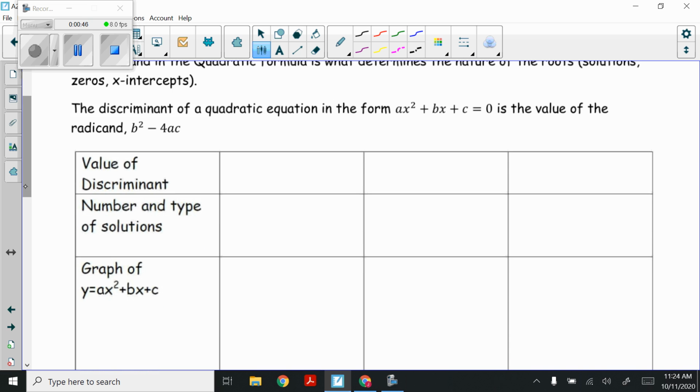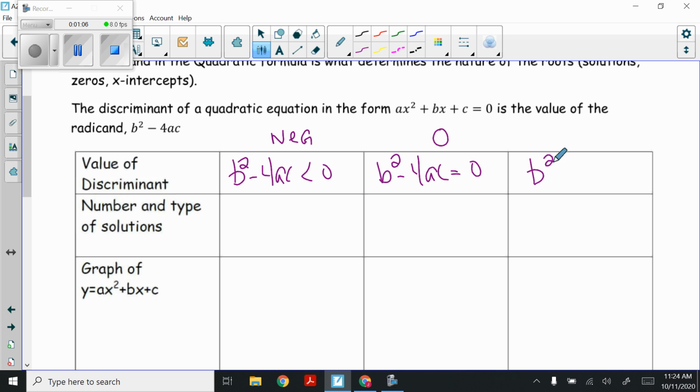So for the value of the discriminant, we're going to have three different possibilities. One is when b squared minus 4ac is less than 0. So this is when it's negative. The next will be b squared minus 4ac equals 0. This is when it's 0. And then our last possibility will be when b squared minus 4ac is greater than 0, or positive.